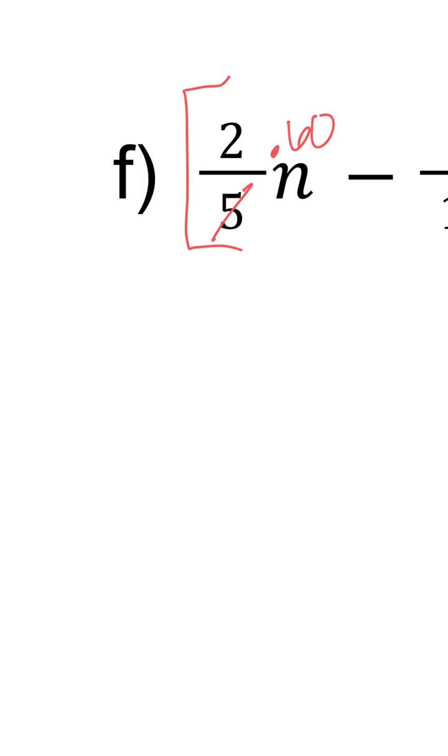Okay, so 5 goes into 5 one time. 5 goes into 60 how many times? 12, right? So now I have that 2 times 12, which is 24n. Bring down that minus. And again, we are canceling out that 12 and 60, so 12 goes into 12 one time. 12 goes into 60 how many times?